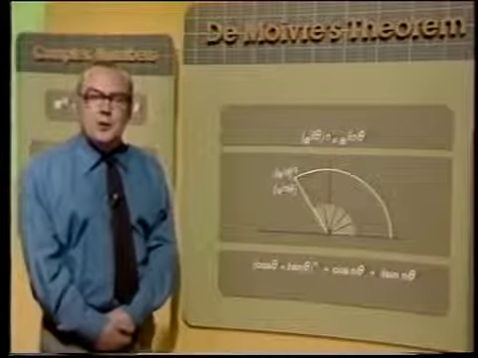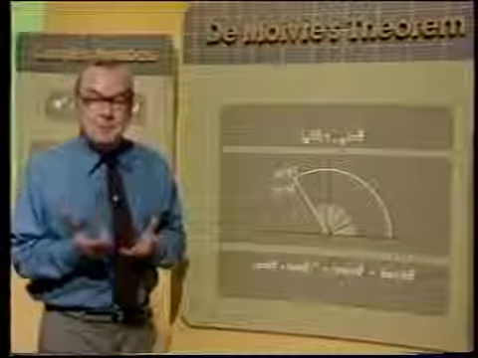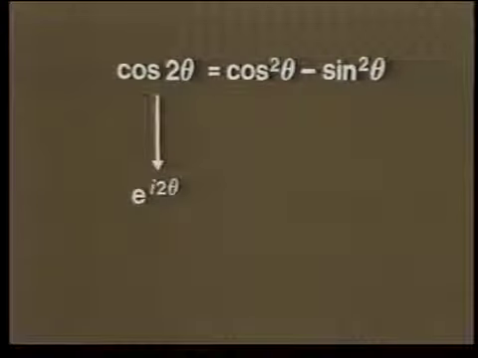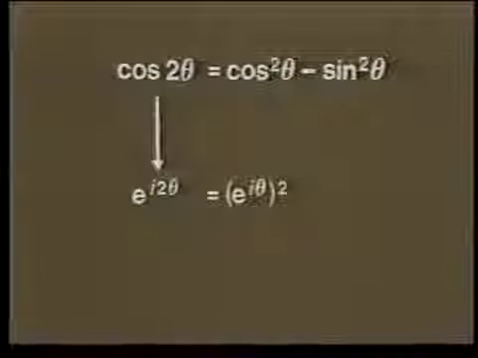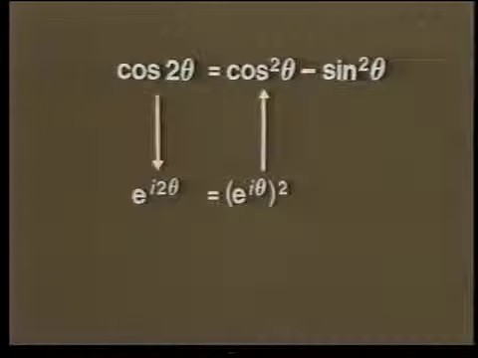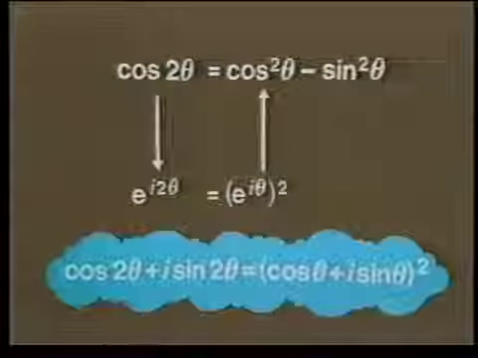And to show you how useful de Moivre's theorem is, we're going to give you 2 problems to do after the program. How would you prove that cos 2 theta equals cos squared theta minus sine squared theta? Well, cos 2 theta is the real part of e to the i 2 theta. And what does e to the i 2 theta equal? It's the real part of e to the i theta squared, which gives the answer. Now, if you're not sure how to go to the exponential form and back again, just remember e to the i theta equals cos theta plus i sine theta, and then use de Moivre's theorem.